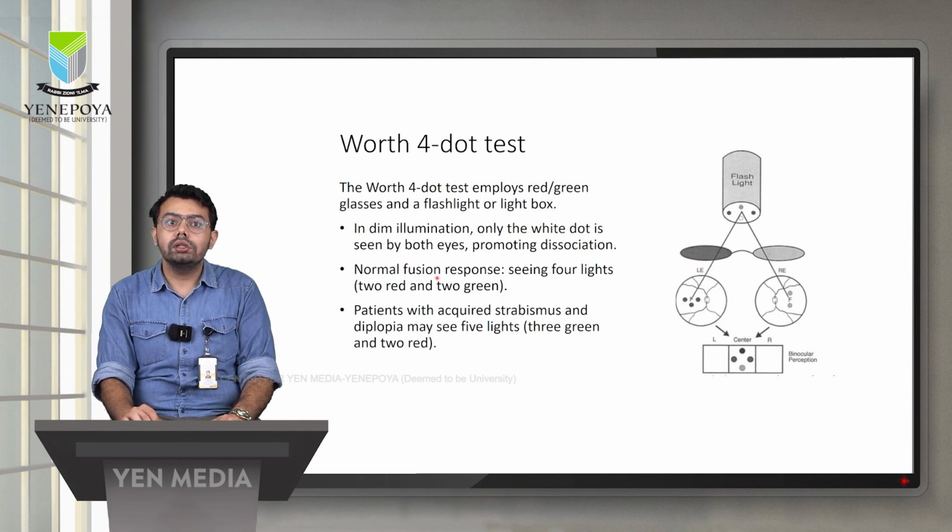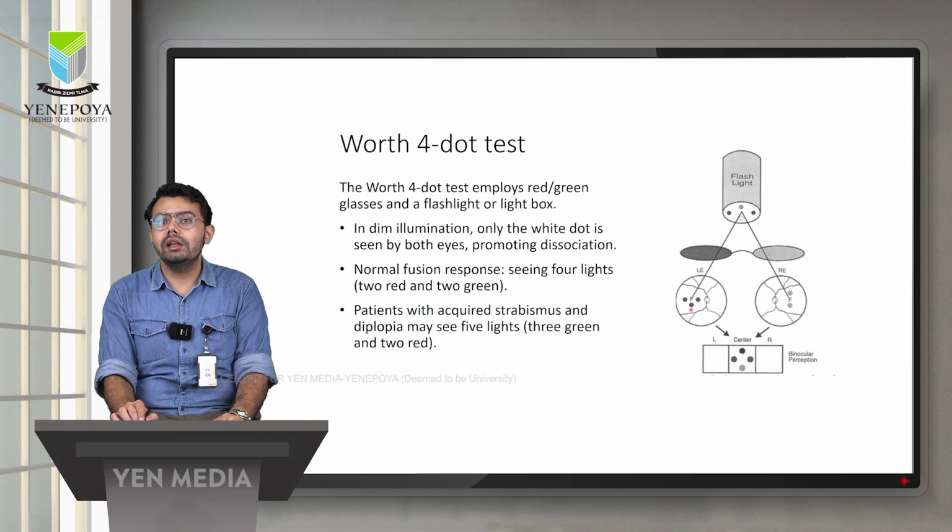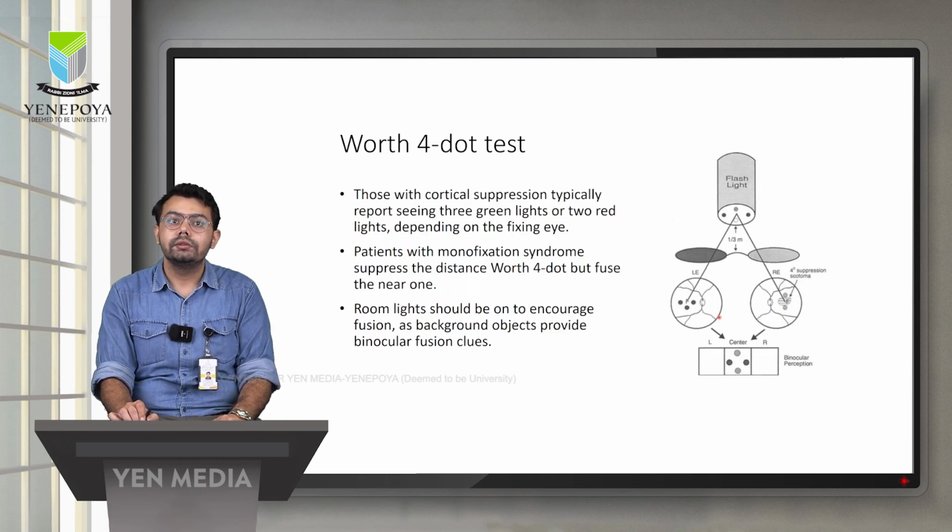So the normal fusion response will see 4 lights, 2 green and 2 red from each eye. A patient with strabismus and diplopia may see 5 lights, that is 3 green and 2 red. The 3 green images will be in the left eye, and the 2 red images will be in the right eye.